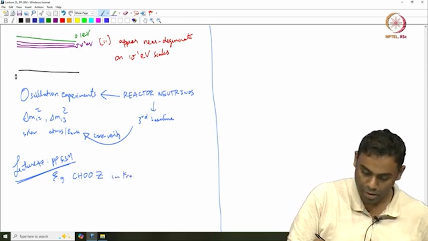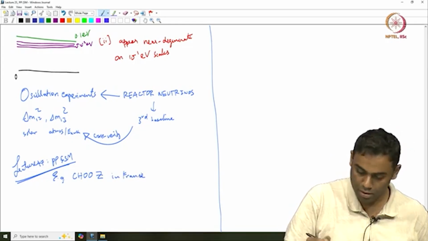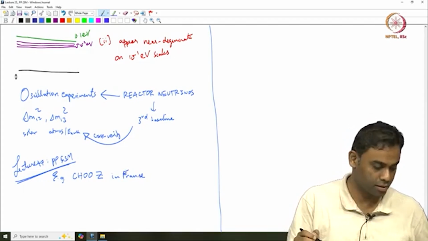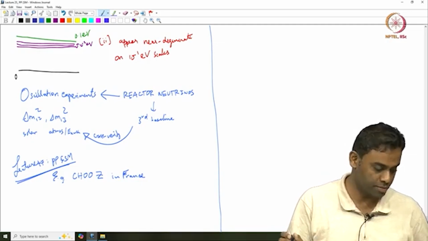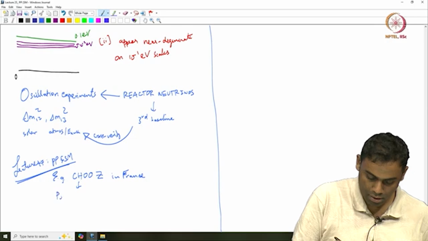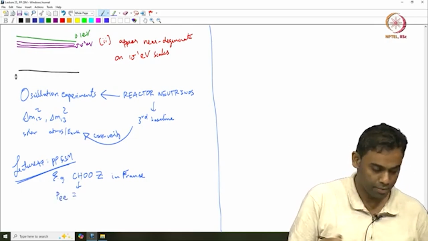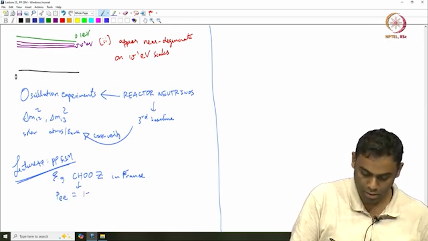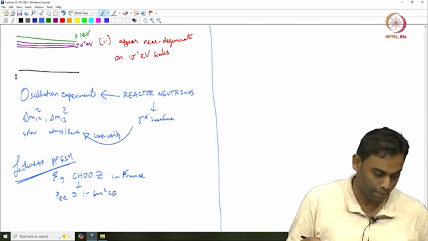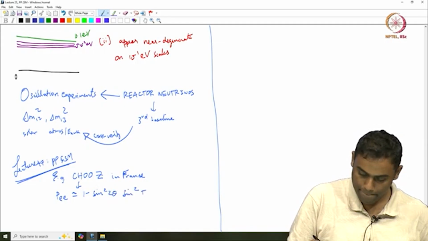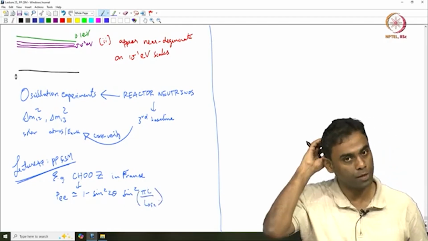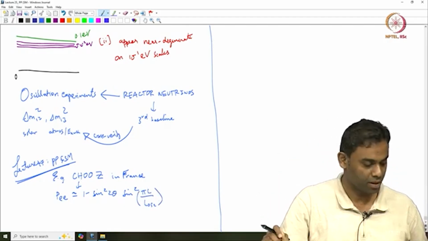In France, this is a poster child for reactor neutrino measurements, and they tried to measure P_ee. Remember what it is? I am going to go back to the 2 flavor approximation, which works especially when you want to measure P_ee.